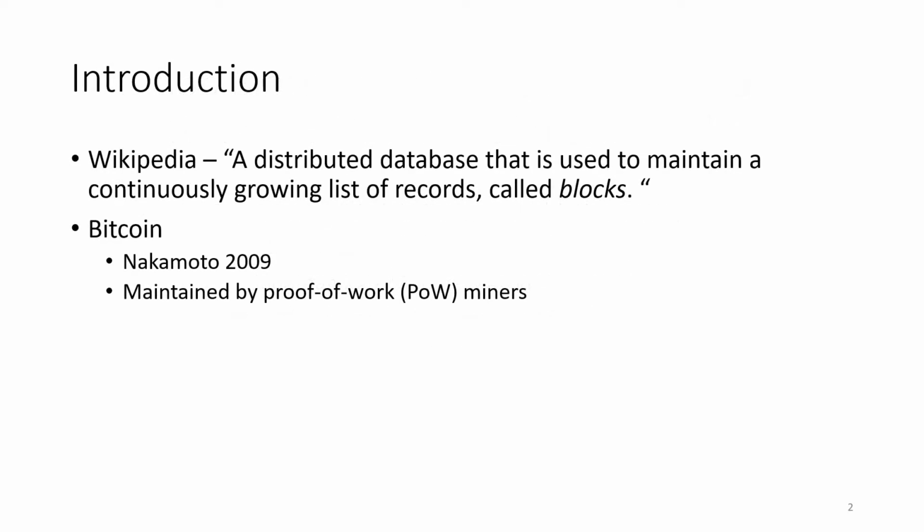Let's first start with some introduction about blockchain and Bitcoin in general. Blockchain is defined as a distributed database that is used to maintain a continuously growing list of records called blocks. Bitcoin is an application of blockchain. Bitcoin was introduced by Nakamoto in 2009. It is maintained by proof of work miners, and the underlying consensus mechanism of Bitcoin is called Nakamoto's consensus. Now, let's take a look at how Nakamoto's consensus works.